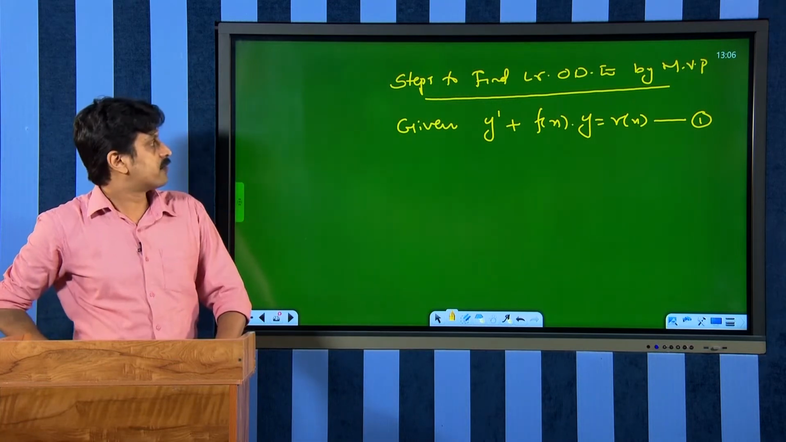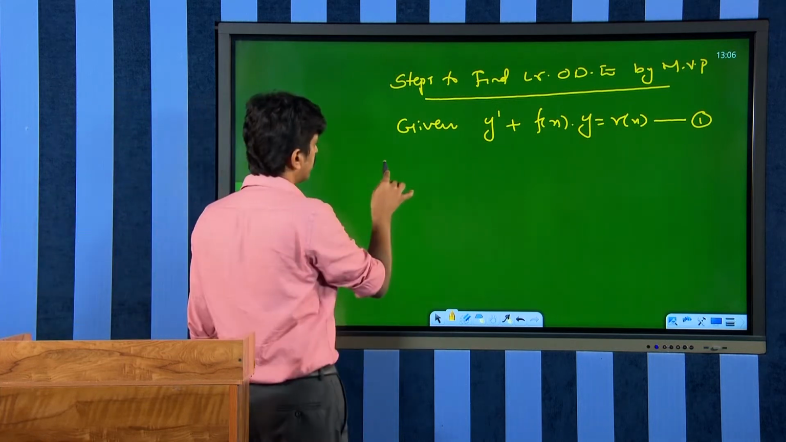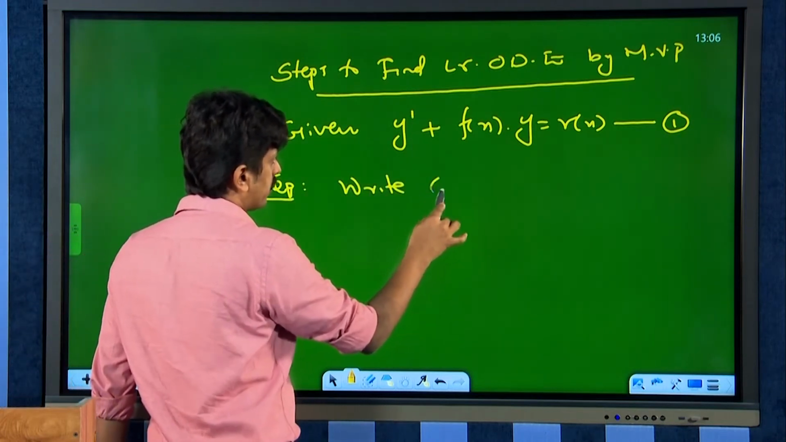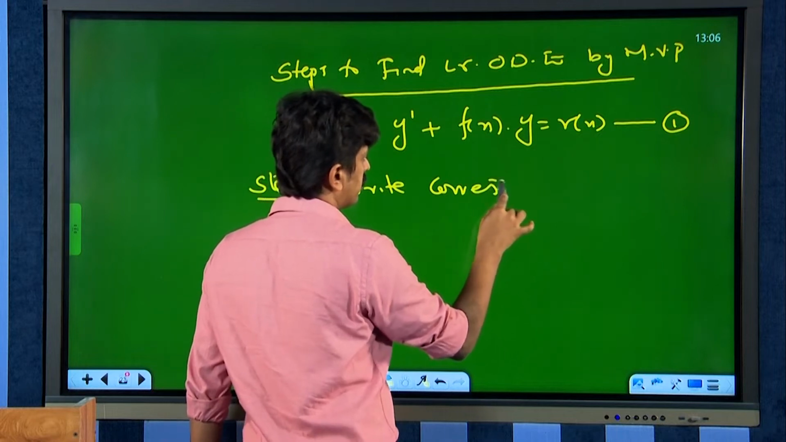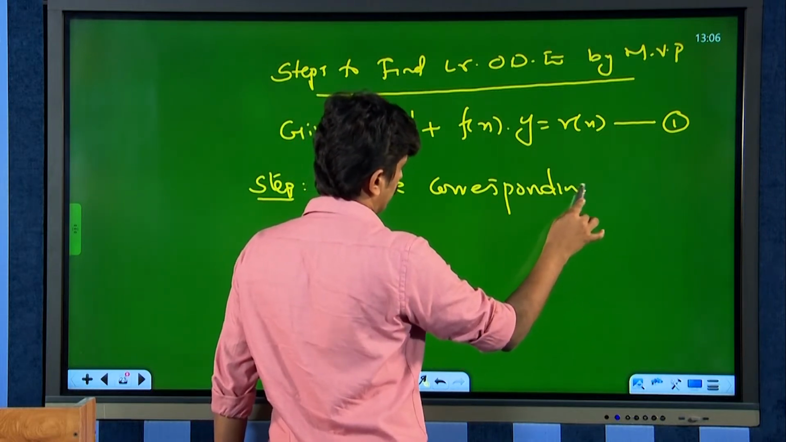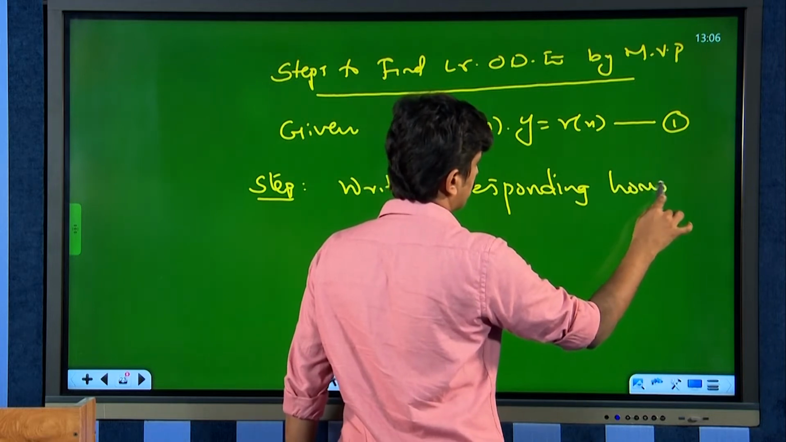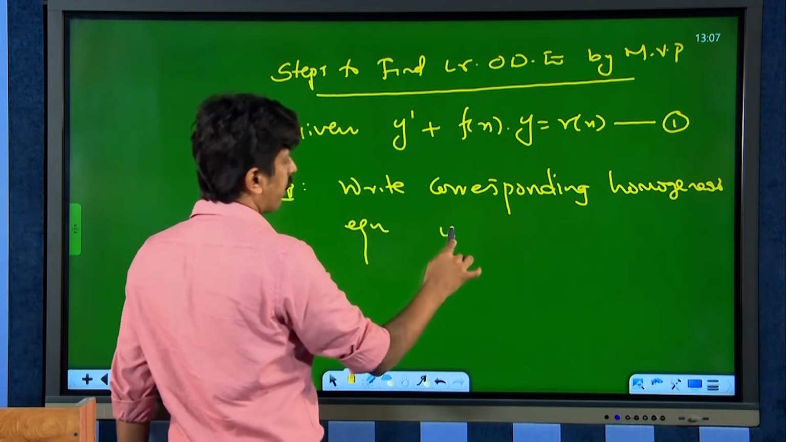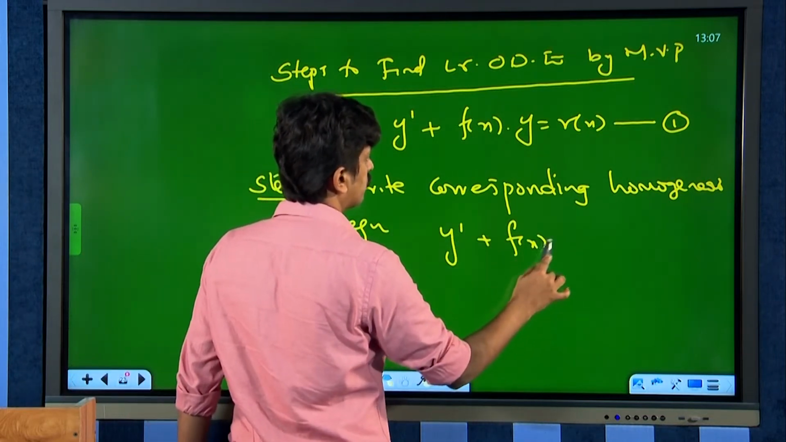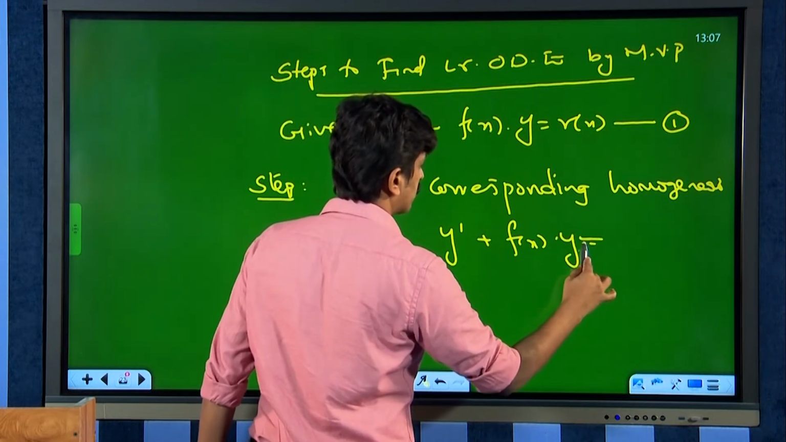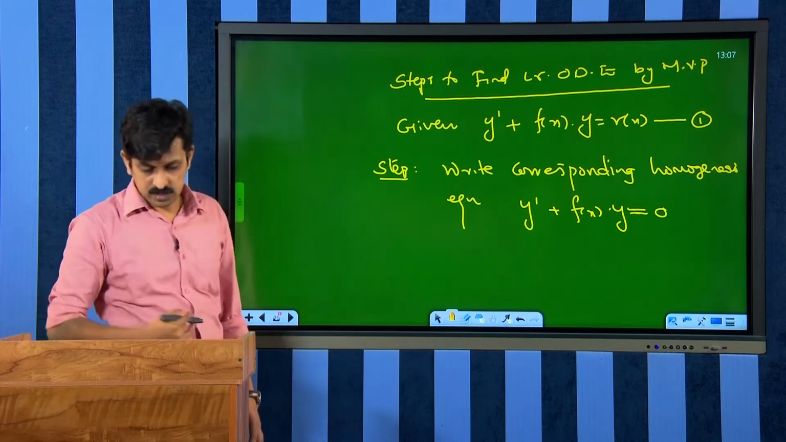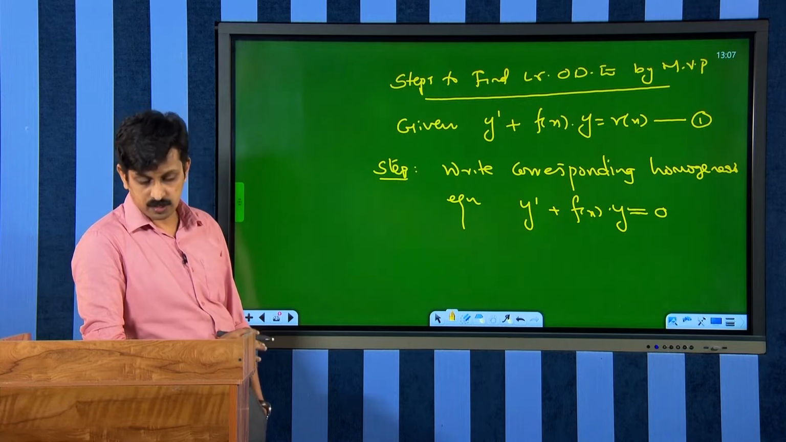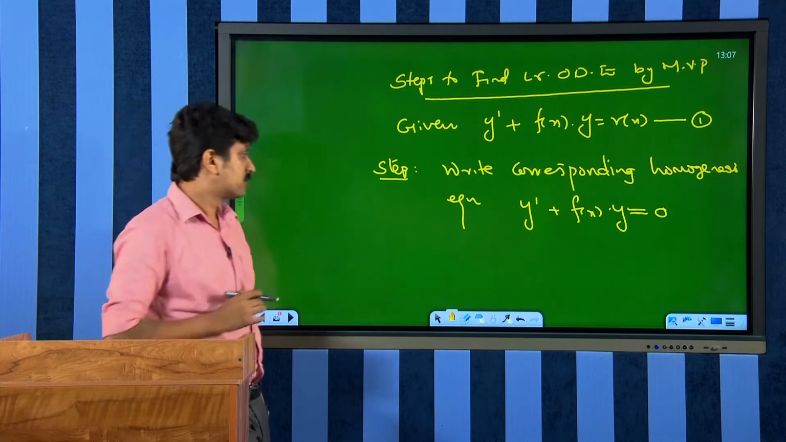Then we will write the corresponding homogeneous equation, y dash plus f of x into y is equal to 0. We can find the solution by using the formula.